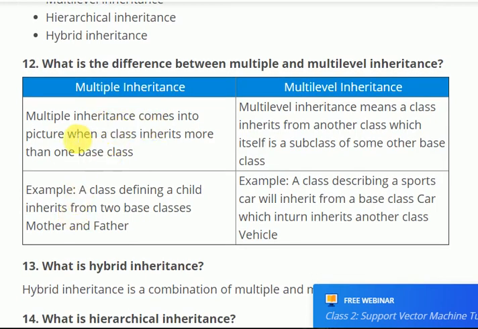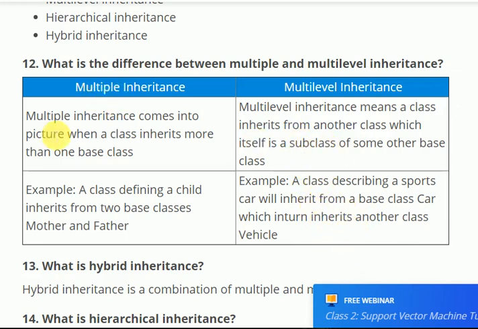Multiple inheritance comes into picture when a class inherits from more than one base class. Multi-level inheritance means a class inherits from another class which in itself inherits from some other base class. Let me give an example of multi-level inheritance. A class describing a sports car will inherit from a base class named car, and this class car is also inheriting from another class, vehicle. So there's a chain of classes which inherit from each other.